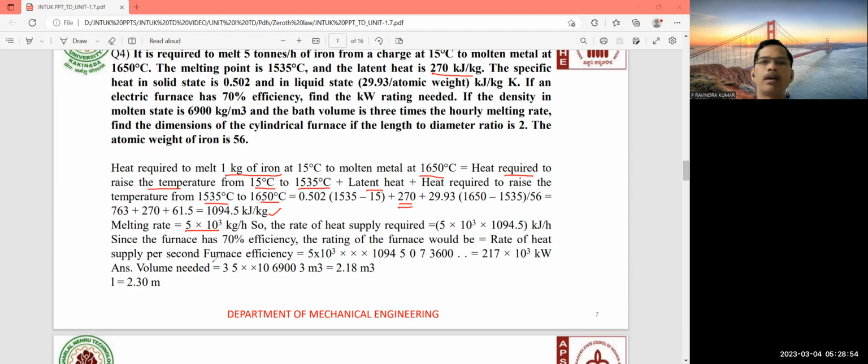rate of the heat supply per second. So the furnace efficiency is given as 70%. So you can solve, and finally find the dimensions of the cylindrical furnace. If the length to diameter ratio, that is the L by D ratio, is given as 2, so that you can easily solve this particular problem. Right? So it is the connection between the fourth problem and the third problem in this particular PowerPoint presentation, that everyone has to understand.